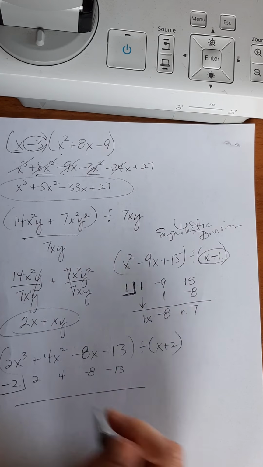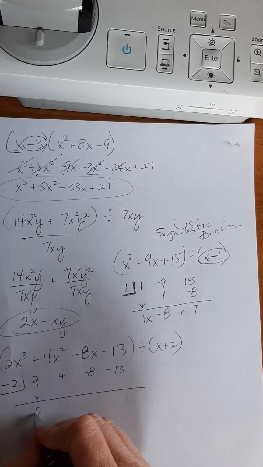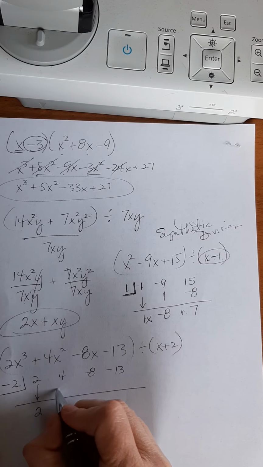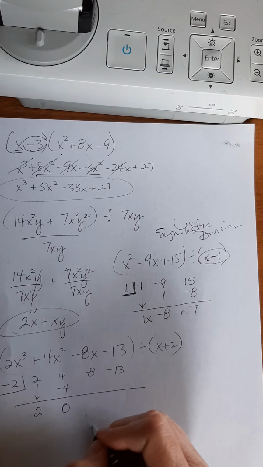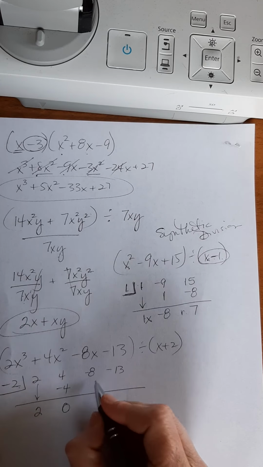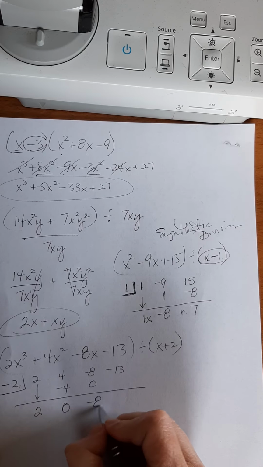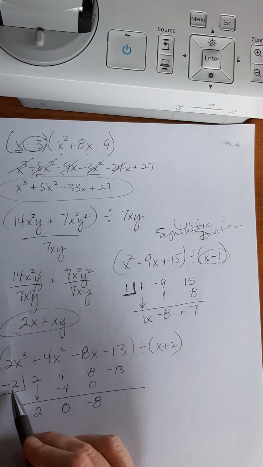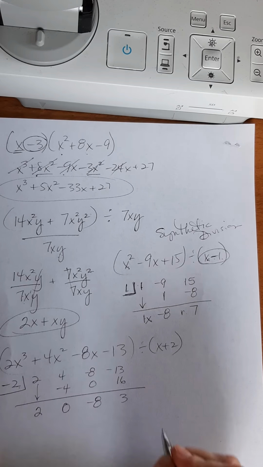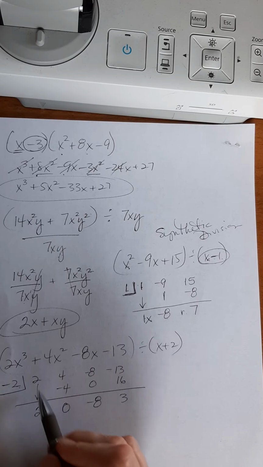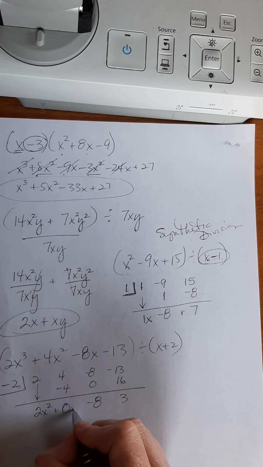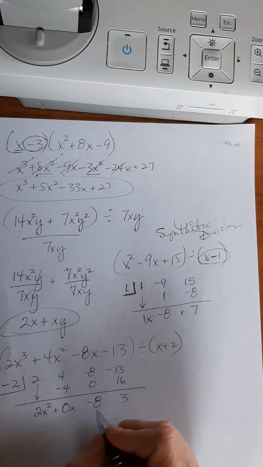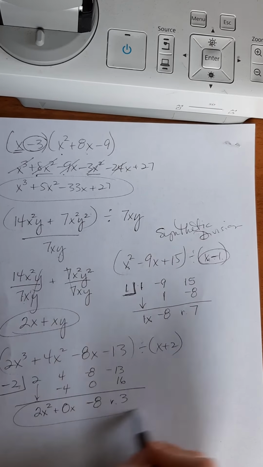Bring down the 2. 2 times 2. Ooh, looky there. -4. 4 minus 4 is 0. 0 times anything 0, -8. -8, -2, +16. Now put your coefficients in. 3, 1 less, 2. You can put the 0x. You technically don't need to because it's 0. Constant. Remainder.